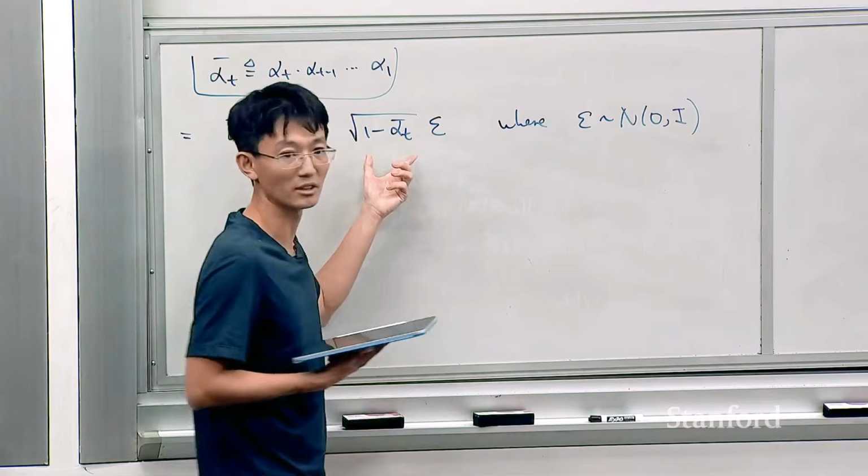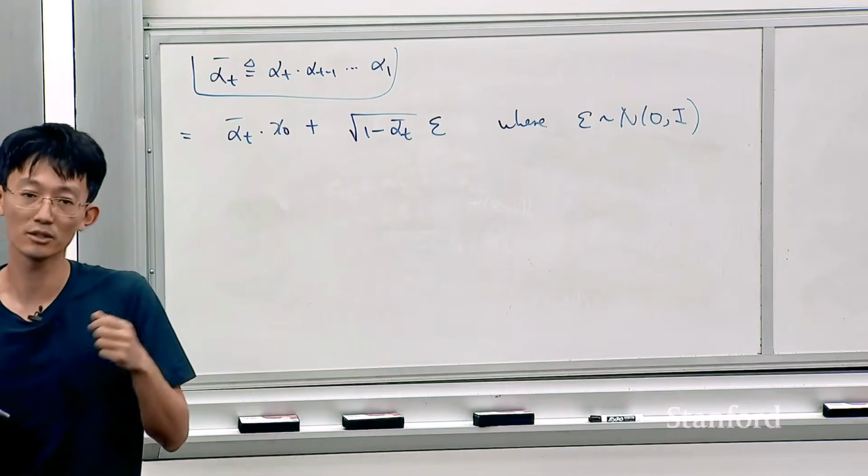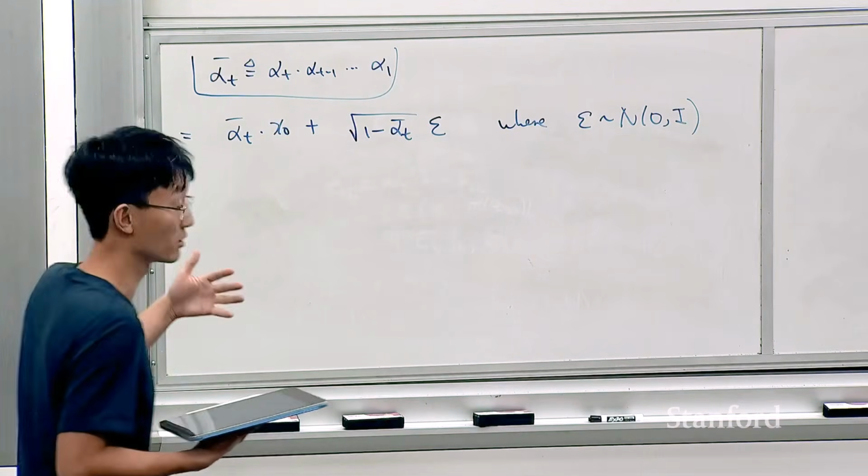No, because this is the standard deviation in front of the Gaussian. If you look at the covariance, it's the square of this.